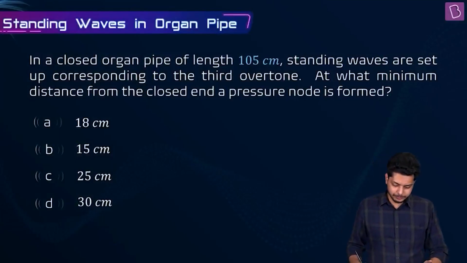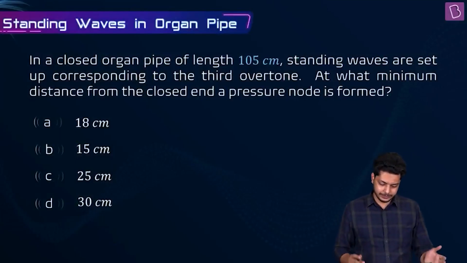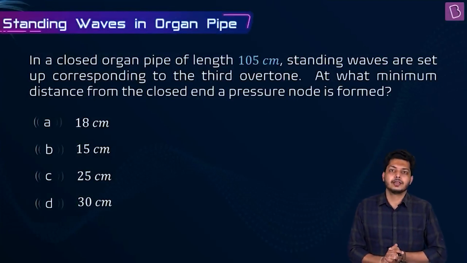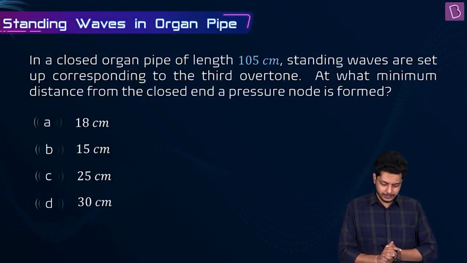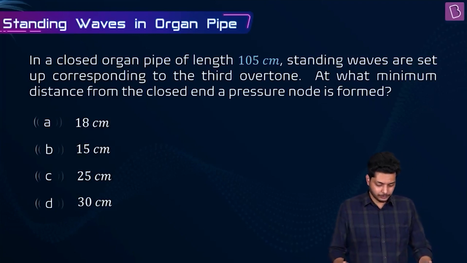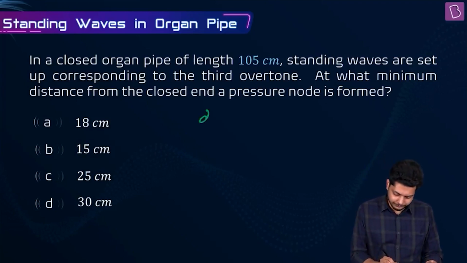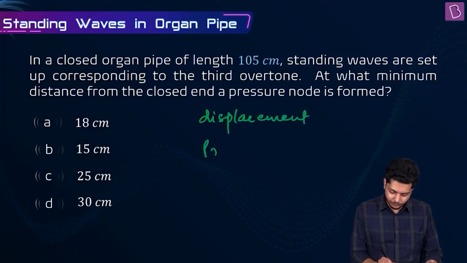In a closed organ pipe of length 105 centimeters, standing waves are set up corresponding to the third overtone. At what minimum distance from the closed end is a pressure node formed? We have studied two types of waves. First is the displacement wave. Second one is the pressure wave.